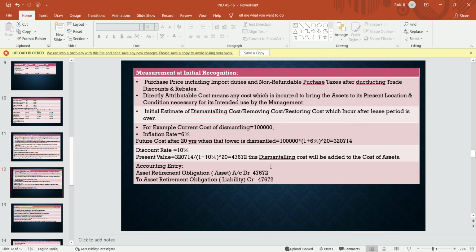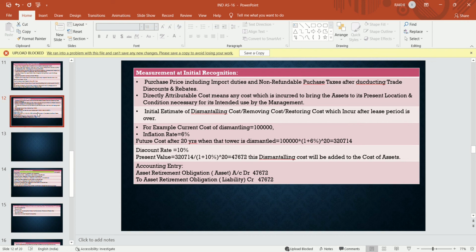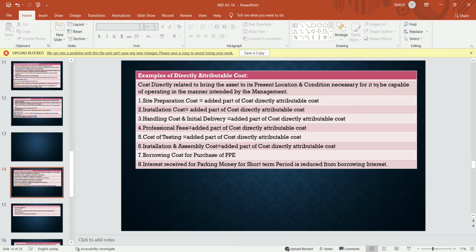So this is not actually paid by the company. This is the provision which the company may make. This is an obligation for the company which they will incur after 20 years. So they will make an accounting entry like that only. They will debit the asset account with 47,672, to the asset retirement obligation liability. They will create the liability for that 47,670.